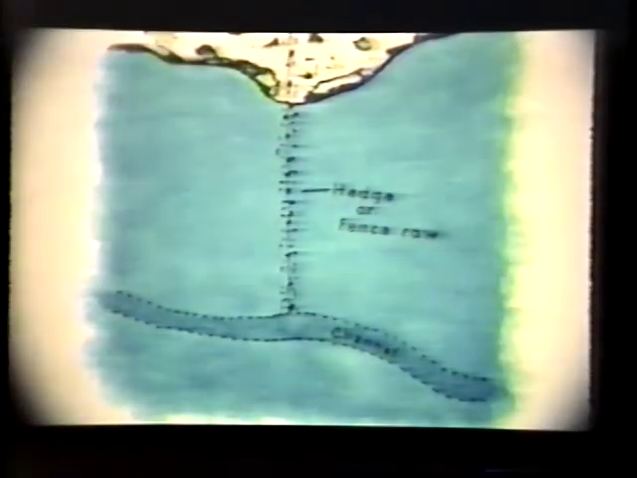There's another slide indicating the same thing. This shows the hedgerow right here. There's a hedgerow running out into the lake. There's a good shot of one, a real long hedgerow. You could put a fence on top of it and there'd be a fence row.